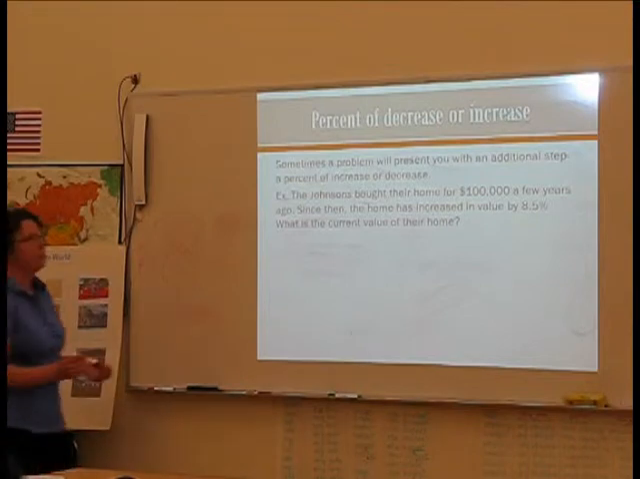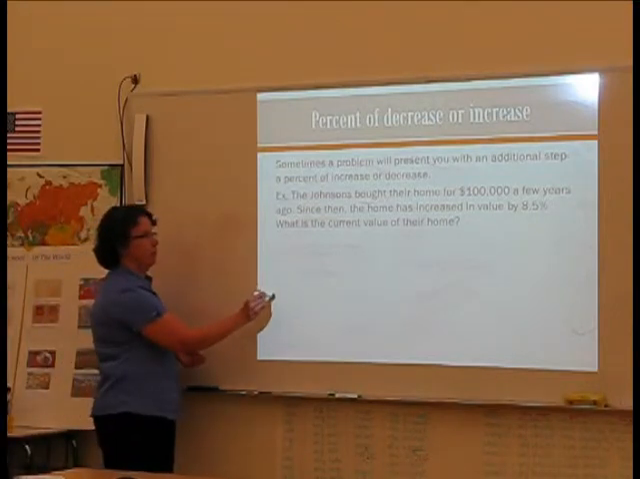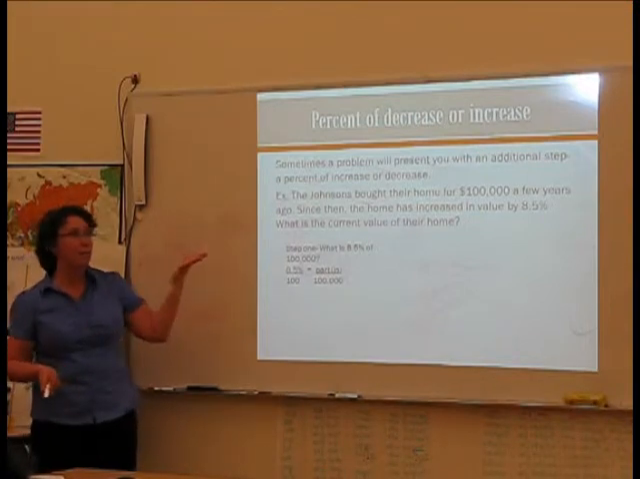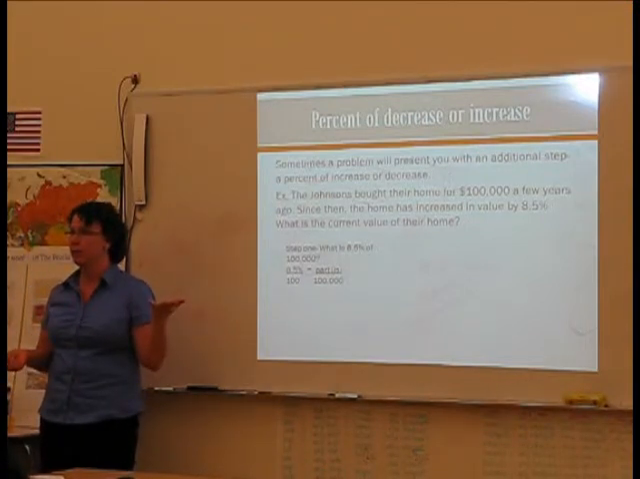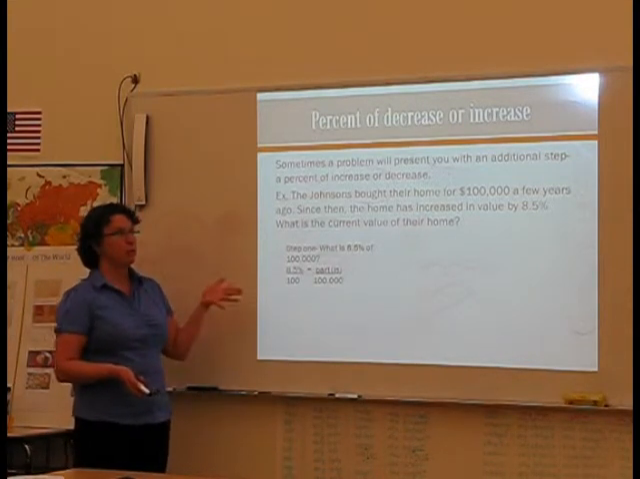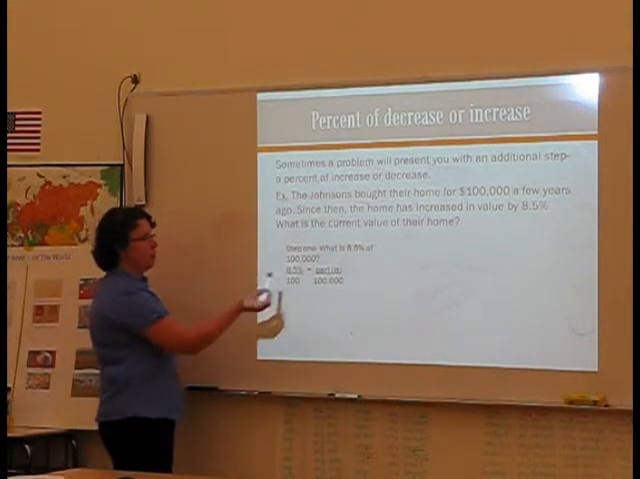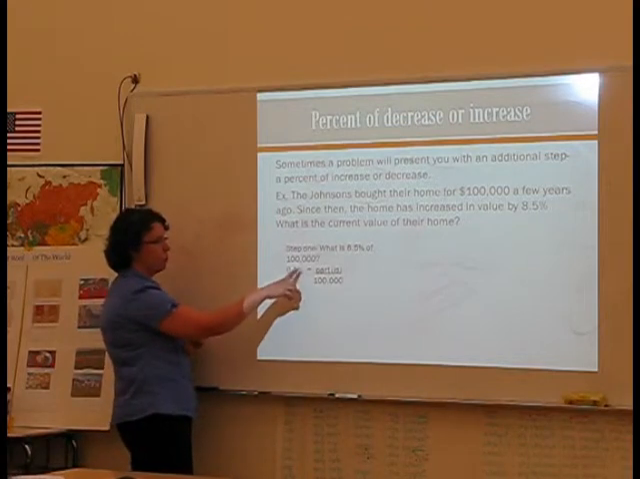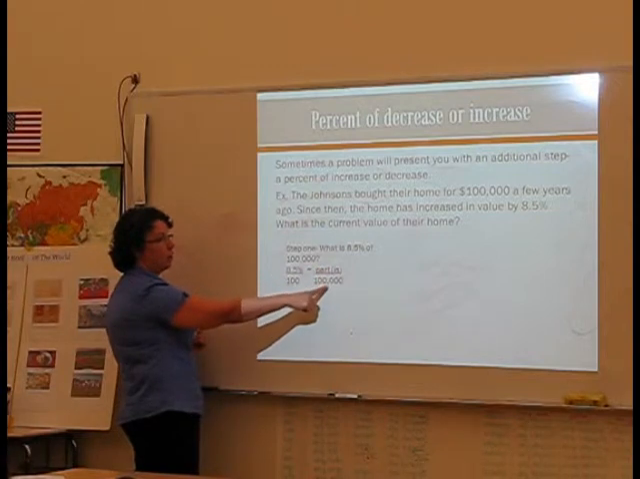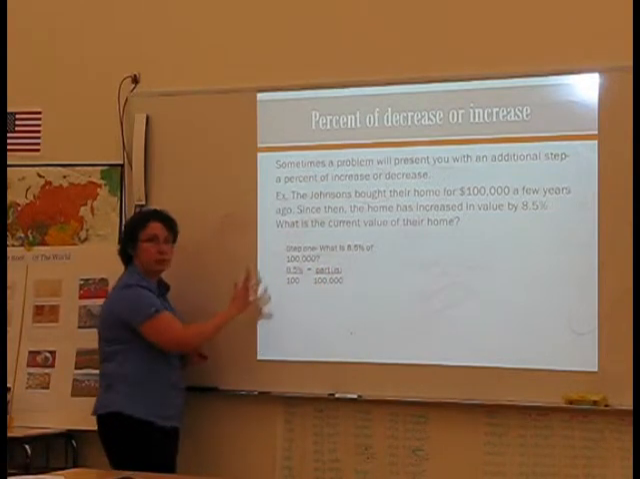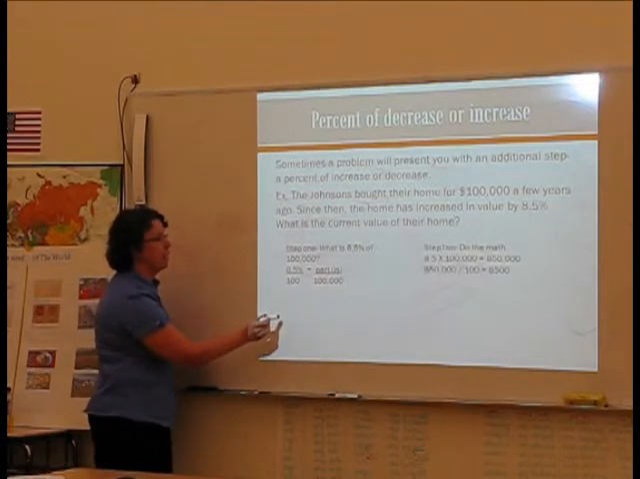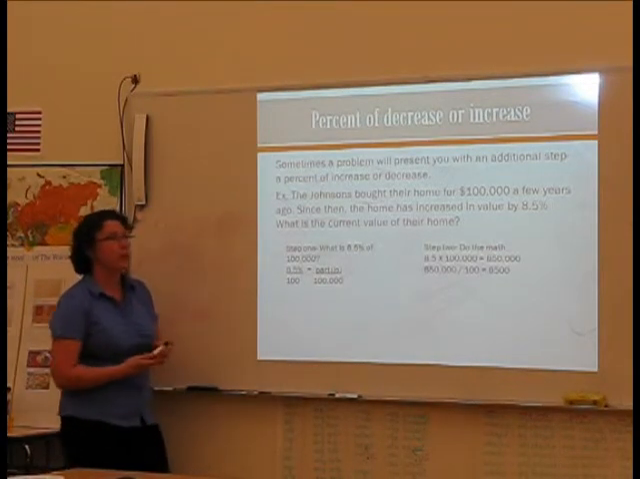Okay. So 8.5% is how much the value has increased. But 8.5% doesn't tell us how much money it's increased by. That's what we need to know. We need to know 8.5% of 100,000 is what? So I set my proportion up. 8.5% over 100 equals the part over 100,000. Does that part make sense? Okay. Then we're going to cross multiply and divide. And we come up with 8,500.